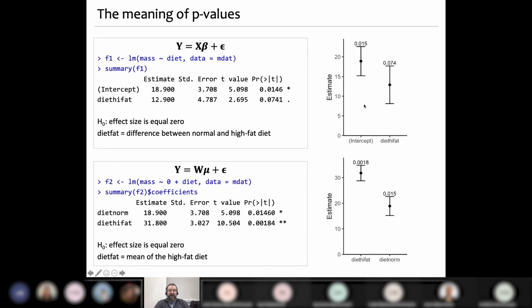The intercept is significantly different from 0, but this information is usually not very important. What is more important is that the diet high fat, which is our contrast between the high fat and normal diet, is not statistically significant. The p-value is 0.07. This is not far enough away from 0 to call it statistically significant. In the second case, it just tells you that both means are statistically significantly different from 0. I would say this information about the contrast is more useful.